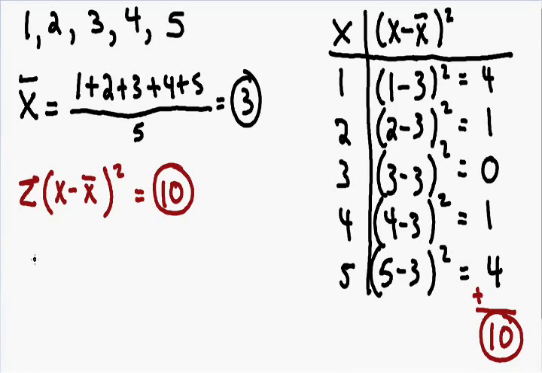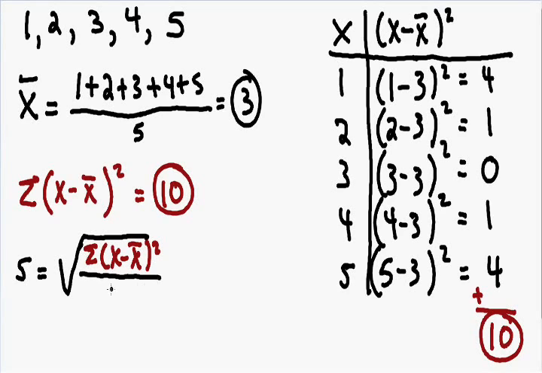And that depends if we're talking about a sample or a population. If we're talking about a sample, the formula is usually written with an S for standard deviation, is equal to the square root of the summation of x minus x bar squared, all divided by n minus 1. And n is just the total amount of data points.